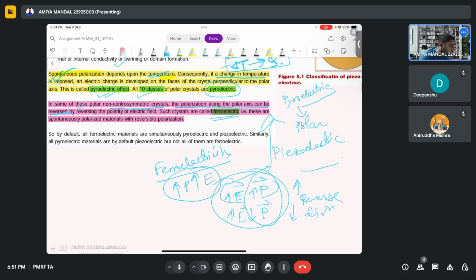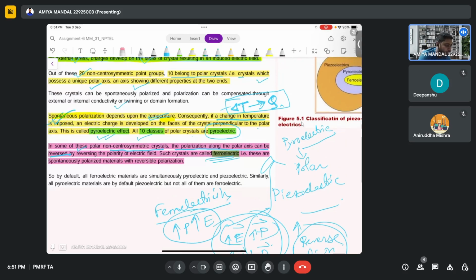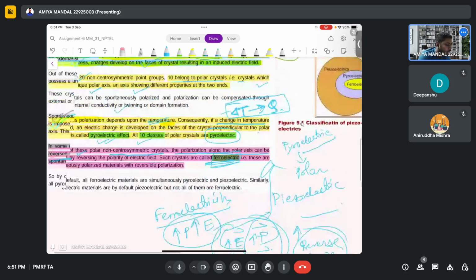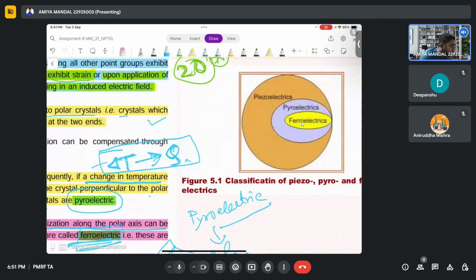Okay, then it is called the polarization. In this case, it is called a ferroelectric material. On the basis of this concept, we can say that all ferroelectric materials are pyroelectric materials. All pyroelectric materials are piezoelectric materials, but all piezoelectric materials are not pyroelectric materials, and not all piezoelectric materials are ferroelectric, but all ferroelectric materials are pyroelectric and piezoelectric materials. This is a clear diagrammatic representation of ferroelectric, pyroelectric, and piezoelectric material.